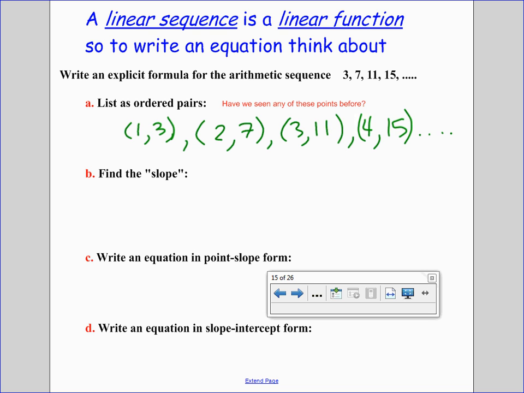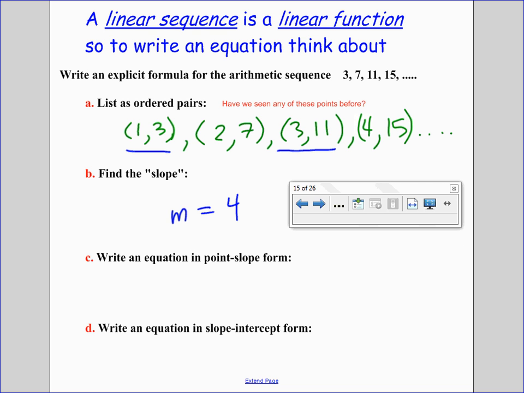So if we wrote this sequence as ordered pairs, where my input is term number, comma, output term value, I'd get 1, 3, 2, 7, 3, 11, and 4, 15. Do we recognize any of these points from before? Yeah, these are the ones that we changed for our Bellwork. So this 1, 3 and this 3, 11 could be used to find the same slope from our Bellwork, which was 4.